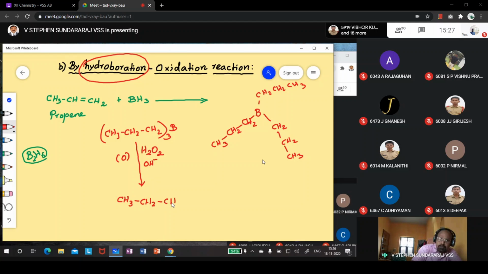CH2, CH2. In this, the bond will break. Here OH will be added on oxidation, not hydrolysis, on oxidation. So this is 3 moles getting added. Now you will get 3 moles of this alcohol.